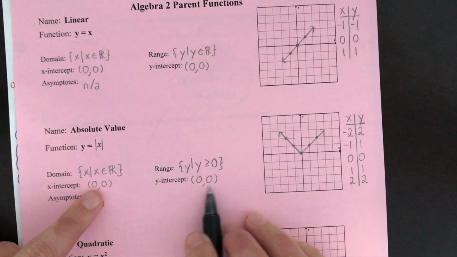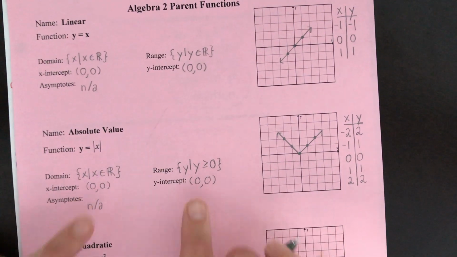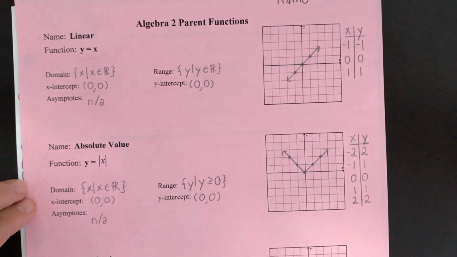Okay, our x and y intercept is 0, 0 for this graph as well. All right, so 0, 0 is our x and y intercept, and asymptotes on this graph also none. I promise we'll get to some asymptotes later.